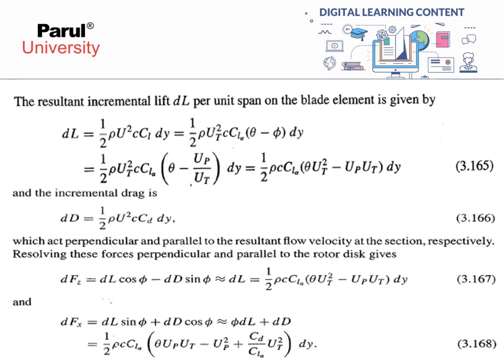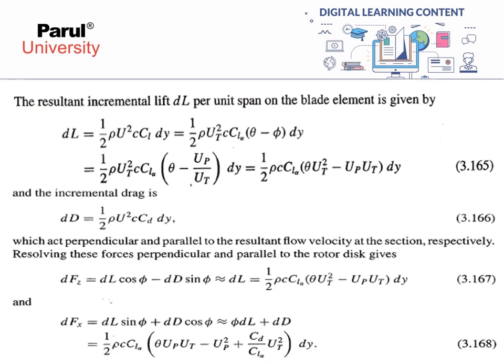Now, the resulting increment dL per unit span on the blade element is given by dL equal to 1/2 rho U^2 c Cl dy, which is equal to 1/2 rho Ut^2 c Cl alpha (theta minus phi) dy, which is equal to 1/2 rho c Cl alpha (theta Ut^2 minus Up Ut) dy. And the incremental drag is dD equal to 1/2 rho U^2 c Cd dy, which act perpendicular and parallel to the resultant flow velocity at the section respectively.